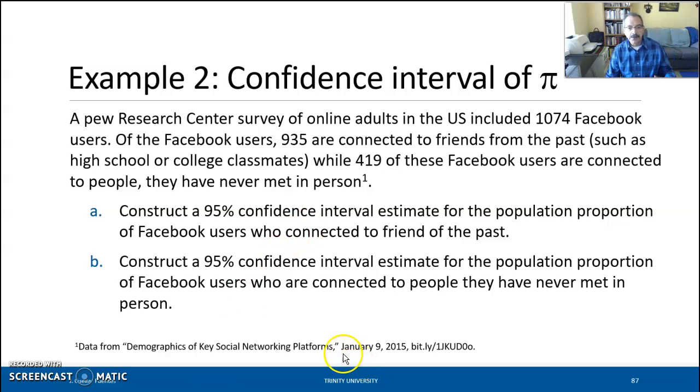And here's a reference for that study if you're interested in looking more into it. And so what they're asking us is to construct a 95% confidence interval estimate for the population proportion of Facebook users who connected to friends in the past. And they are also asking us to construct a 95% confidence interval estimate for the population proportion of Facebook users who are connected to people they have never met in person.